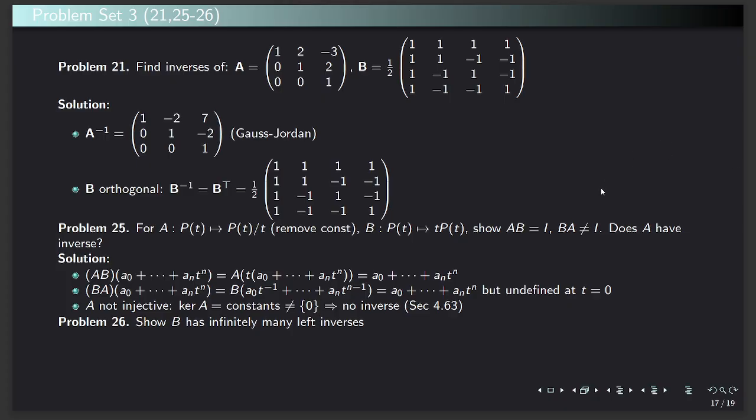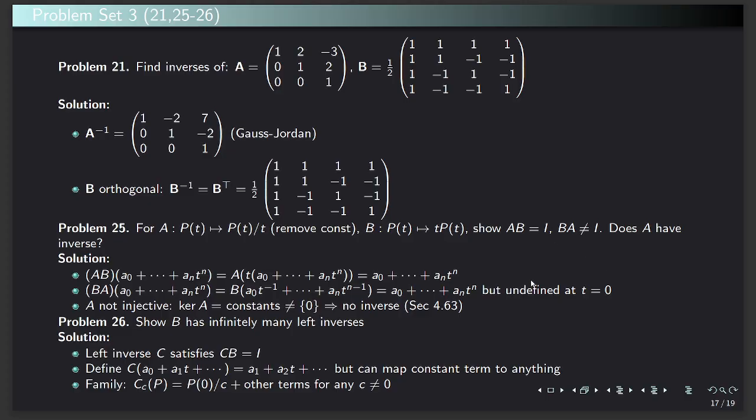Problem 26 follows up by showing that the operator B has infinitely many left inverses. A left inverse C must satisfy CB equals I. So the operator C can be defined to perform the action of A, but it has freedom in how it maps the constant term of its input polynomial, leading to an infinite family of possible left inverses.